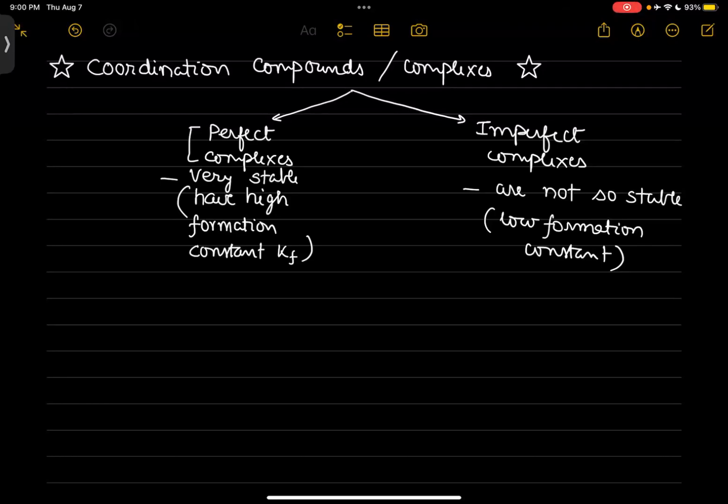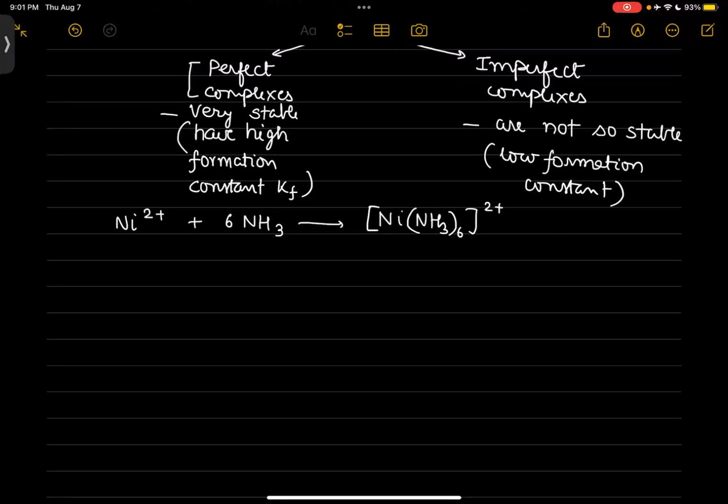Yes. So formation constant, I can tell you, and this is just for example, nickel. You have taken nickel 2 plus, and you take 6 NH3 molecules, and these NH3 molecules combine with the nickel to give Ni(NH3)6. Okay, because ammonia does not carry any charge, it is neutral, so the complex will have plus 2. Got it?